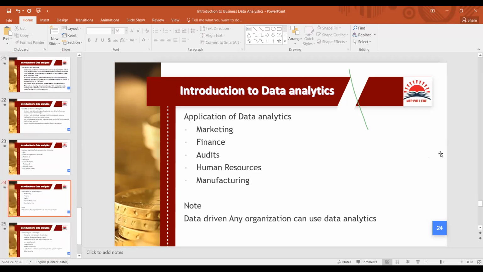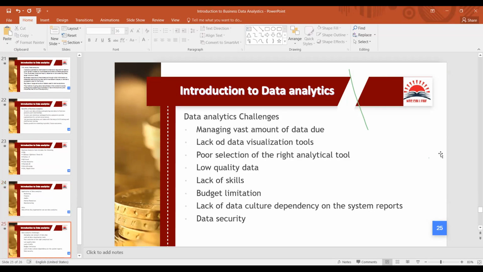Then when you look at application areas for data analytics, we said that data analytics is wide. We can apply the same skills in marketing, and apply the same skills in finance, in audit, in human resource, in manufacturing. And again, I'm saying that any organization that is data-driven actually rides on data analytics so that they are able to make insights.